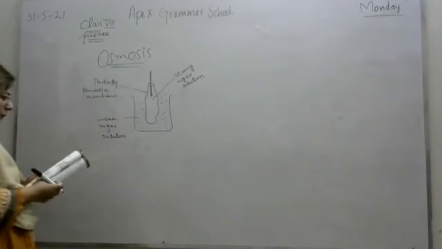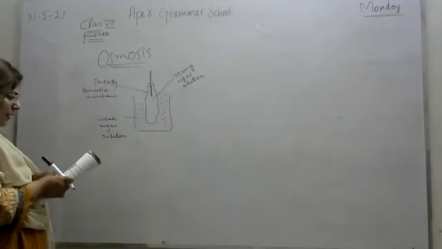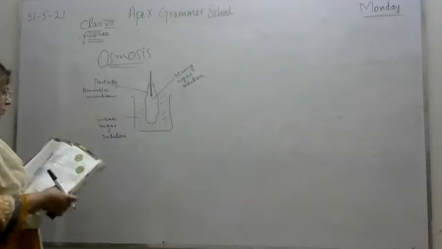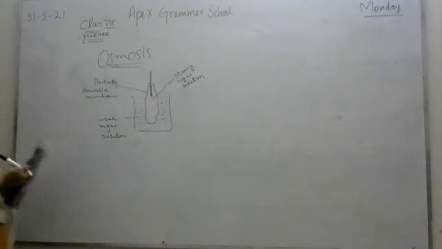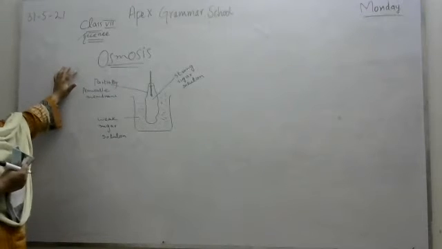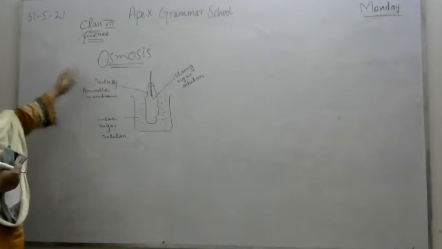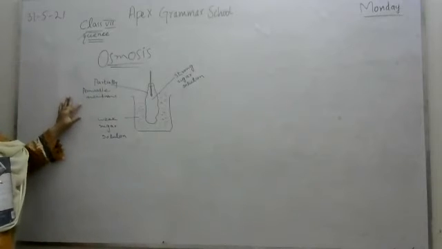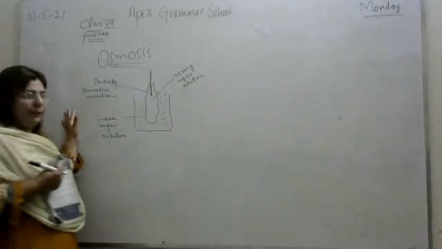And there is another diagram. So what will be here? This is a good experiment to understand the process of osmosis. So this is a partially permeable membrane. First of all, you have to understand what a partially permeable membrane is.